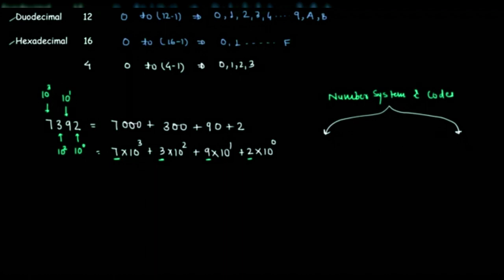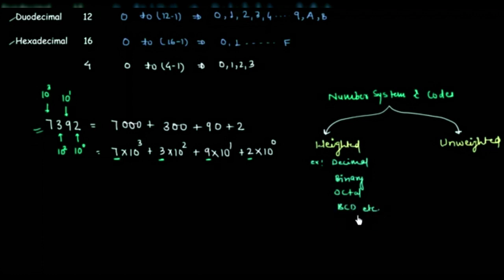The first one is weighted and the second one is unweighted. In weighted we have a few examples. First one is the decimal number system that we have seen here. The second one is binary, of course, octal, binary coded decimal, etc. These are the examples of weighted number system.